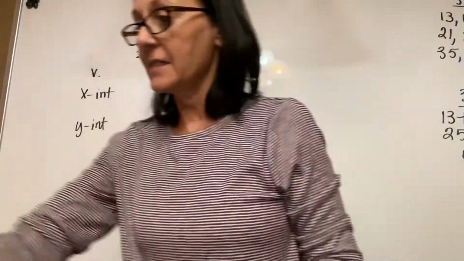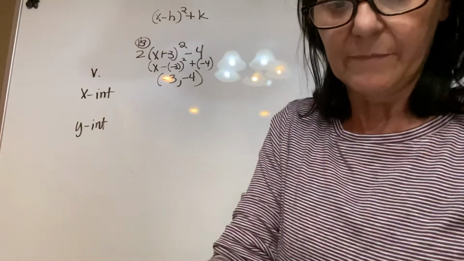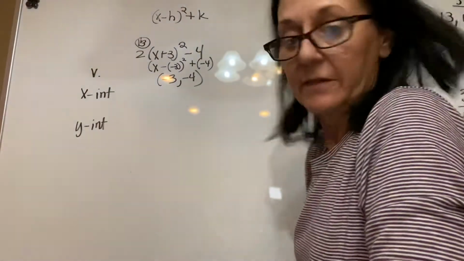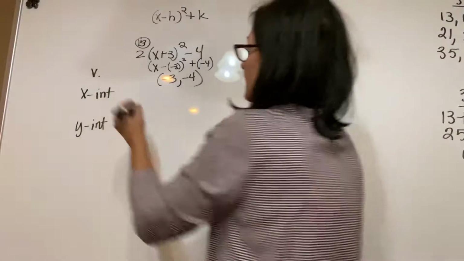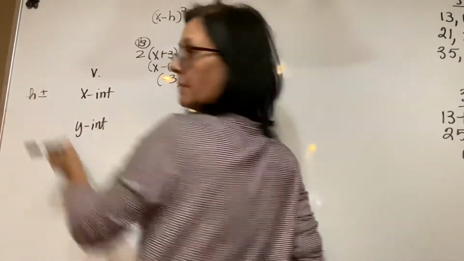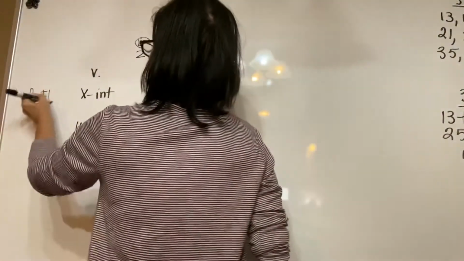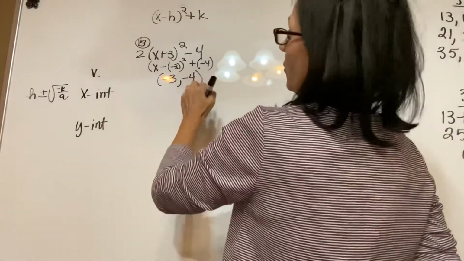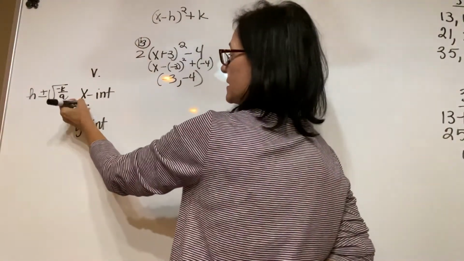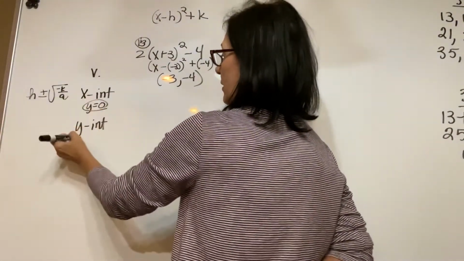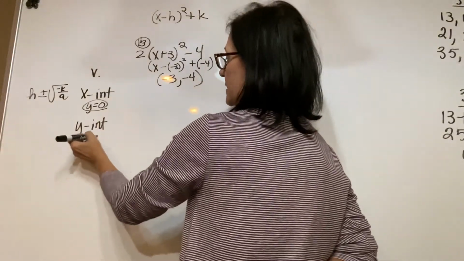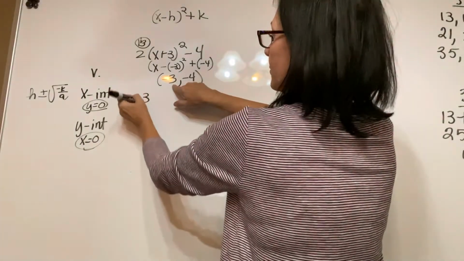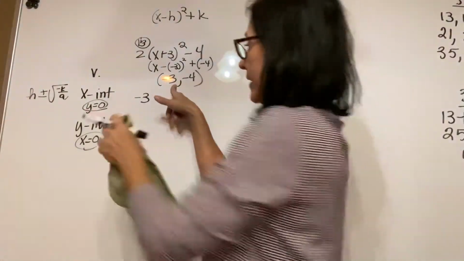The x-intercepts are the value of h plus and minus the square root of the opposite of k over a. I'll write over here: h plus minus the square root of the opposite of k over a. So remember, when it crosses the x-axis, our x-intercepts, y is 0. When it crosses the y-axis, our y-intercept, x is 0. So we have our h and our k, so it's negative 3. Maybe I should have written my y-intercept down lower. Let me write the y-intercept down lower.